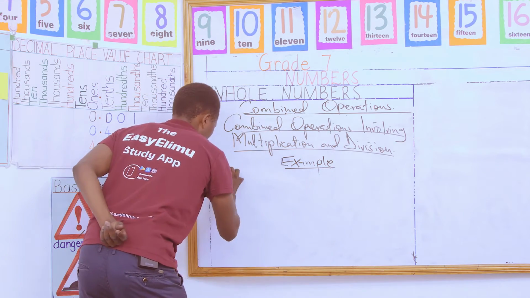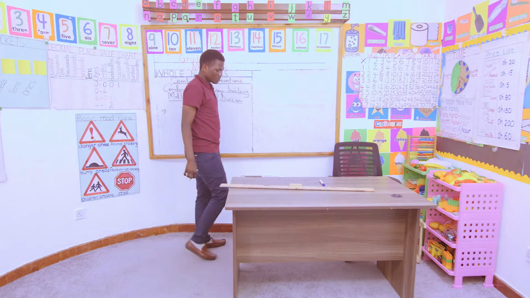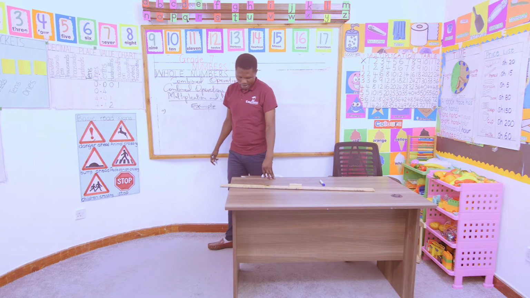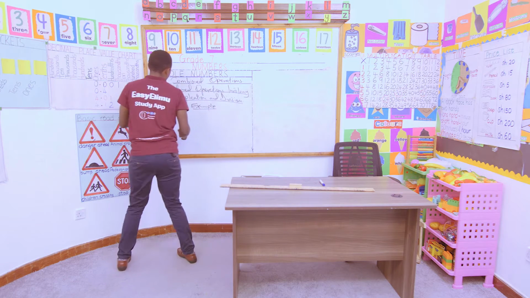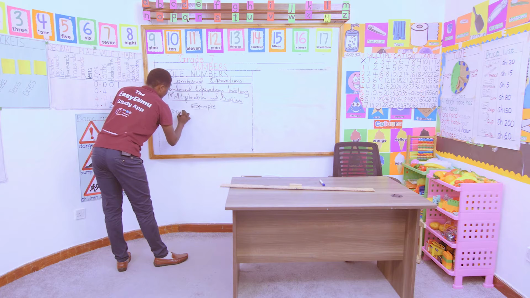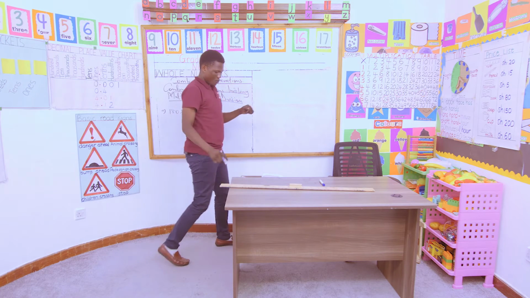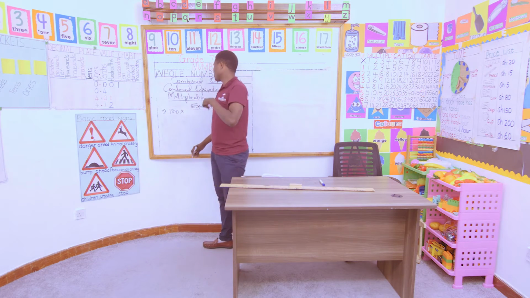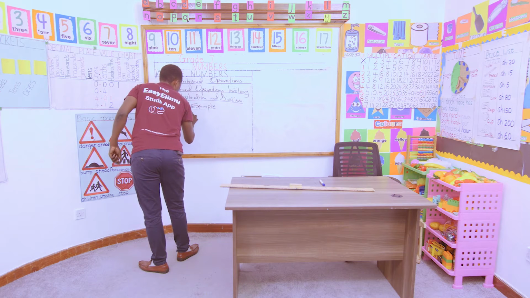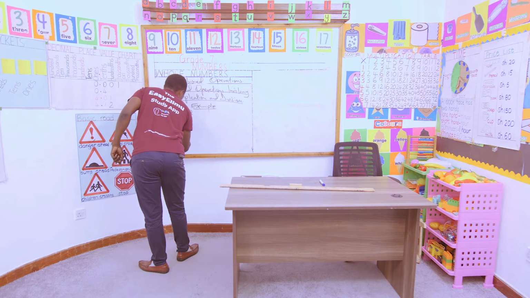You can be given a question like this: 180 times 42 over 30.